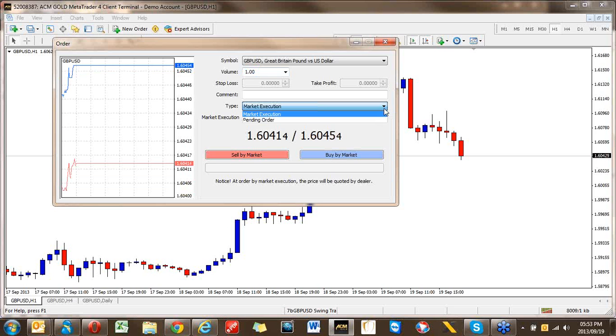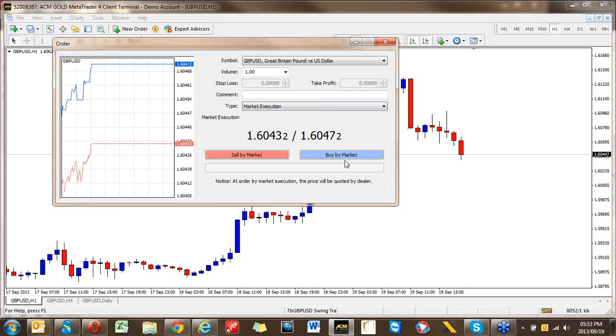Now, I'm not going to cover pending orders tonight, so I'm going to just focus on the easiest one for now, market execution. If I want to put my trade in immediately, when the market is moving and I want to jump in right now, I select market execution and it'll go in straight away. But then I have to decide one very important factor. Am I going to buy or am I going to sell?